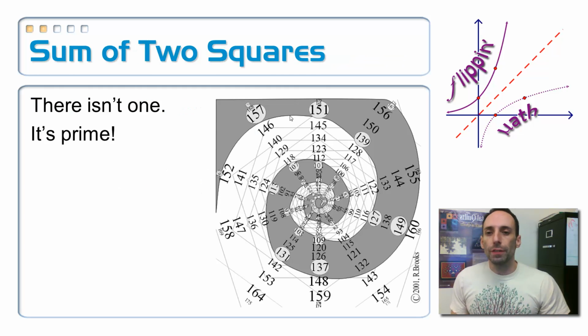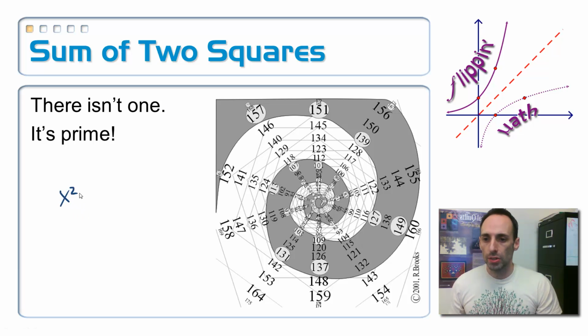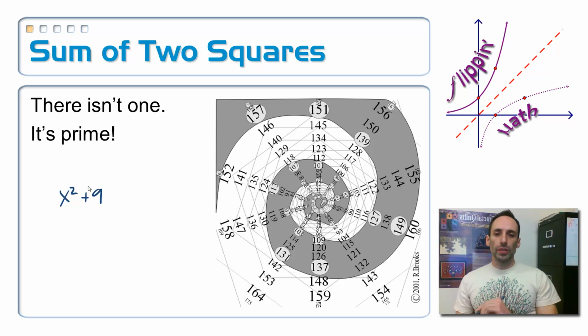How about the sum of 2 squares? The sum of 2 squares instead would be like this. It would be x squared plus 9 instead. And the answer to that one is that there isn't one. So if it's the difference of 2 squares, we can factor it. If it's the sum of 2 squares, it's prime, and you cannot factor it with real numbers. You can factor it with imaginary ones.